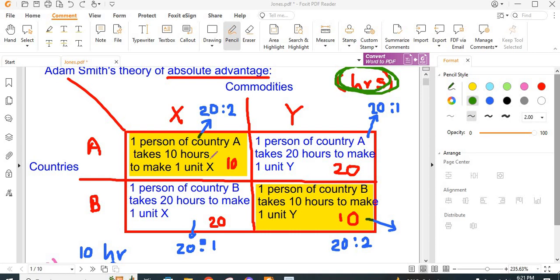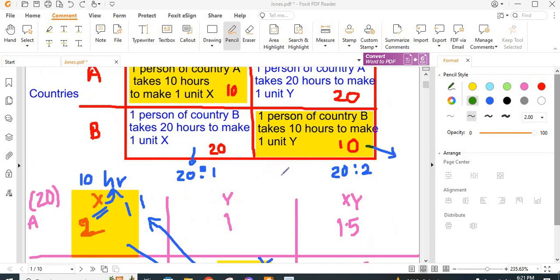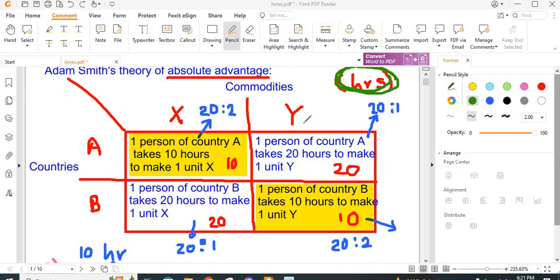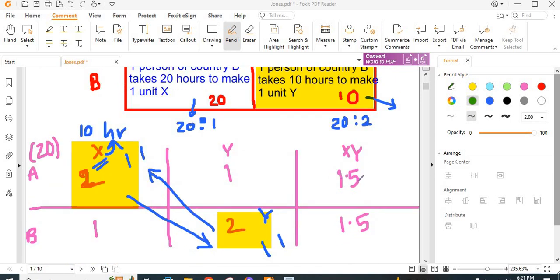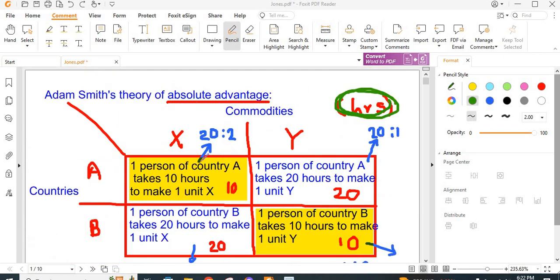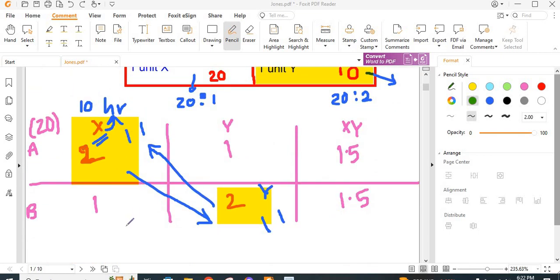So if it decides to produce 1 unit of X and some Y, it will possibly spend the first 10 hours to make 1 unit of X, and it has 10 more hours to go because it's spending 20 hours. In the 10 hours it can make half a unit of Y, right, because it needs 20 hours for 1 unit of Y. So 1 unit of X and half a unit of Y, so 1.5 units of commodities, because it's X and Y both. So you can see in the same 20 hours, the most it can produce is X. It has the highest efficiency in X. So what this means is country A has an absolute advantage in X.